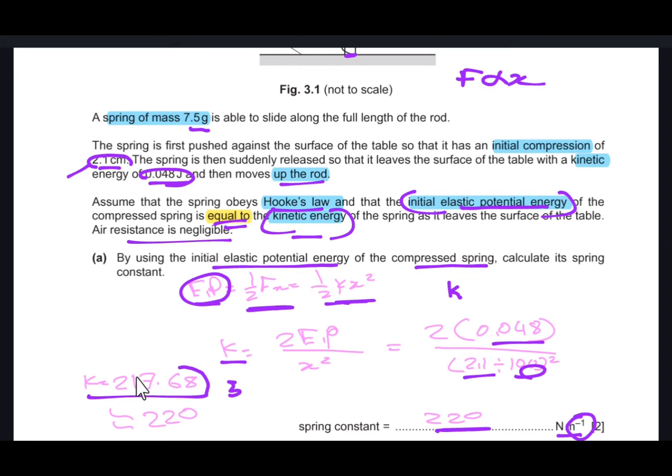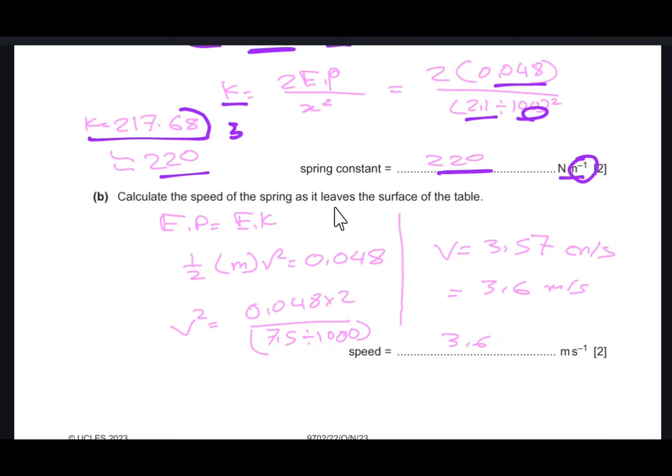So converting it to 2 significant figures, it becomes 220, that is 220 Newton per meter. Speed of the spring as it leaves the surface of the table. To calculate the speed of the spring, as it leaves the surface of the table, that means the initial speed. And we know that initial elastic potential energy is equal to initial kinetic energy. And we know the value of kinetic energy, that is 0.048. We need to calculate the value of speed.